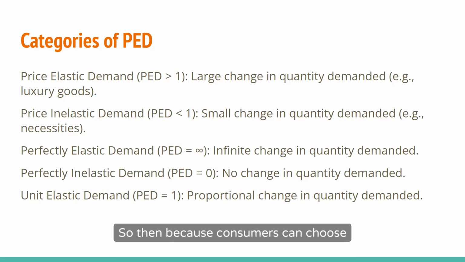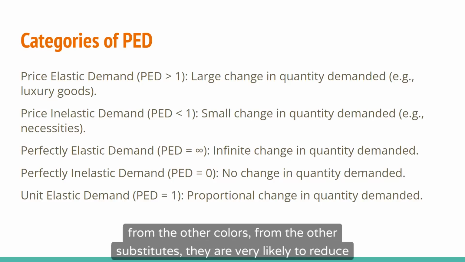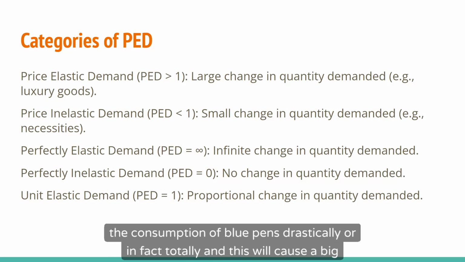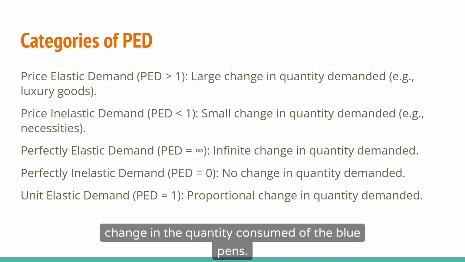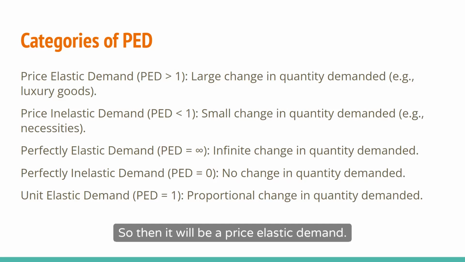So then, because consumers can choose from the other colors, from the other substitutes, they are very likely to reduce the consumption of blue pens drastically or in fact totally, and this will cause a big change in the quantity consumed of the blue pens. So then it will be a price elastic demand.